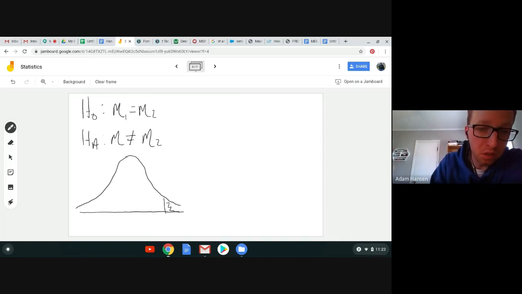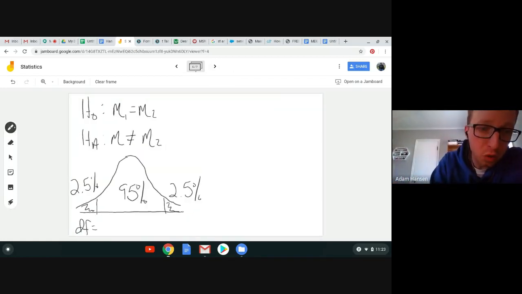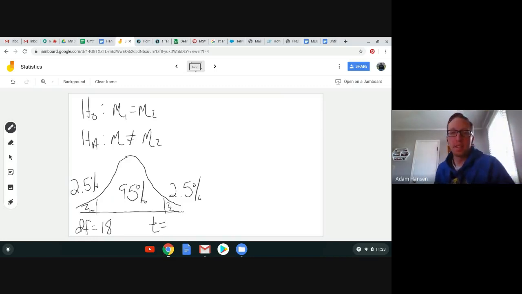Since we weren't given a significance level, let's assume 5% again. So I have the 5% cut into the two rejection regions to the left and right, with 95% in the middle. We have a specific number of degrees of freedom. 10 from group 1, 10 from group 2 makes 20, minus 2 to make 18. And what is the t-score that separates the middle 95% from the upper or lower 2.5%?